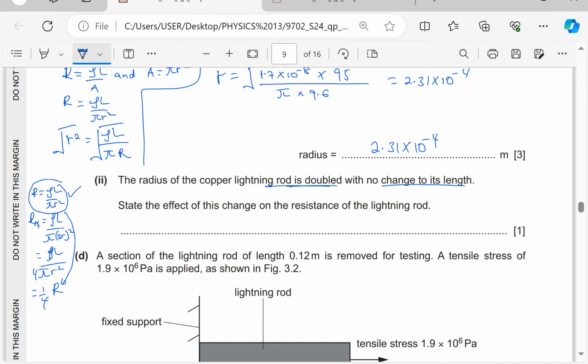So it is a quarter of R. In other words, the resistance decreases by a factor of 4. So the new resistance is going to be 1 over 4 of the original resistance. Because it's a quarter, it decreases. If it was 4 times R, it would be increasing by a factor of 4. So I'll say the resistance decreases by a factor of 4. I can say the new resistance R new is equal to a quarter of the original resistance.